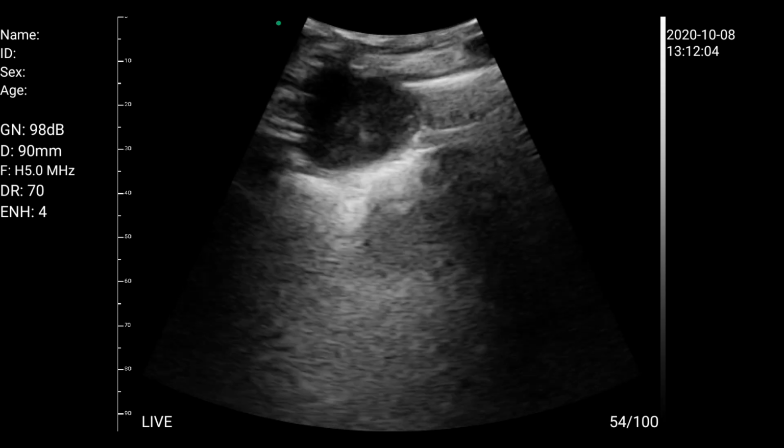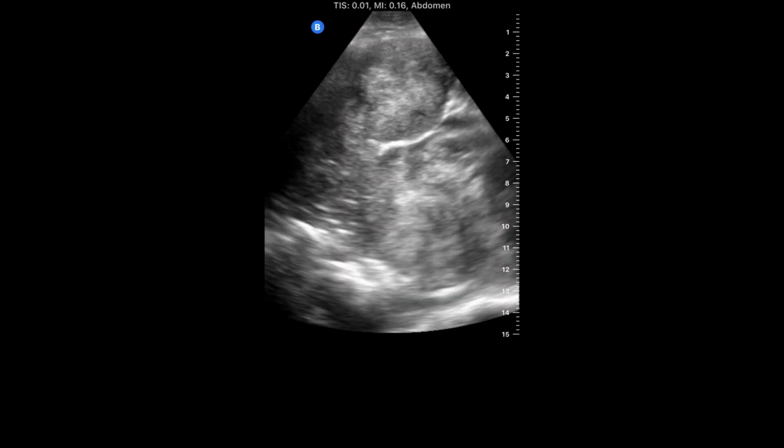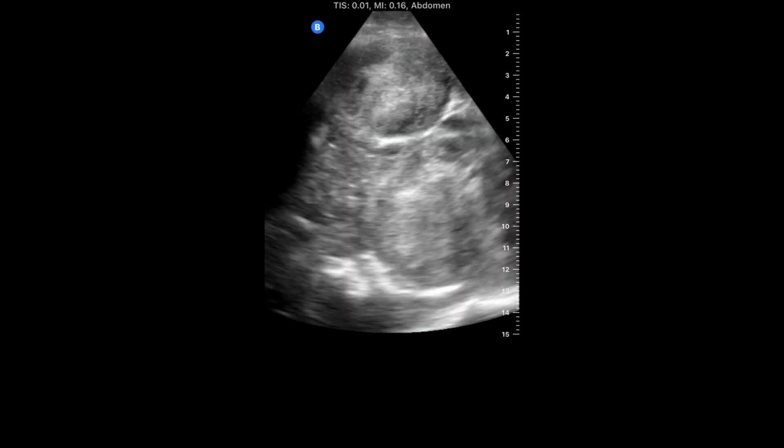Unlike a nice, smooth inflammatory process, a malignancy often has these kind of jagged, angular, or lobulated margins. And then when you look inside the lesion itself, the echo texture is usually a mess. It's heterogeneous. And that makes sense, right? It's reflecting all the nasty stuff going on inside, like necrosis or fibrosis.